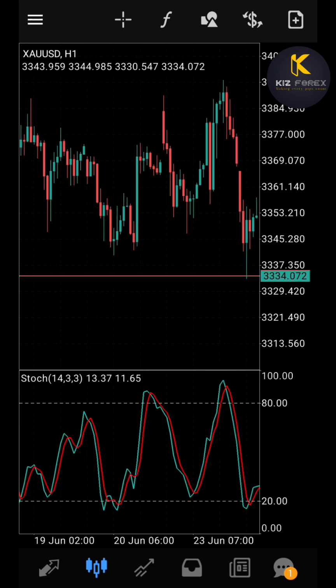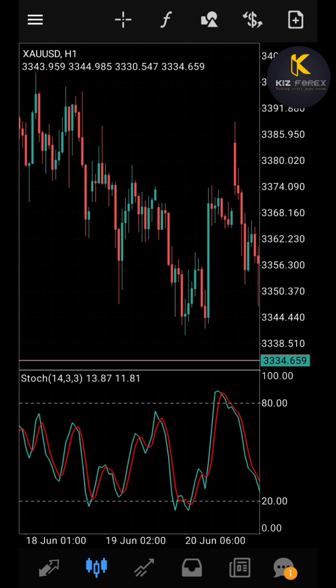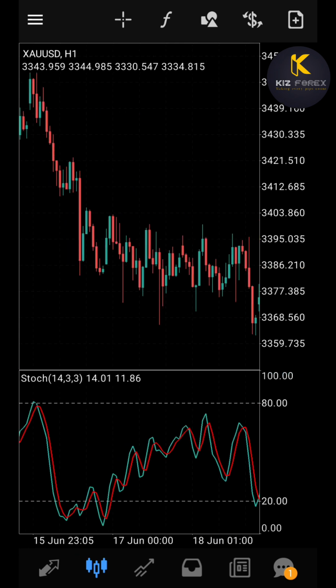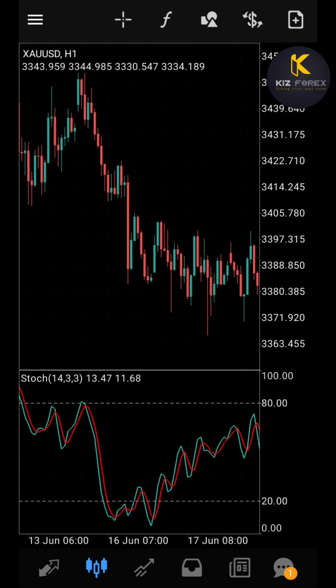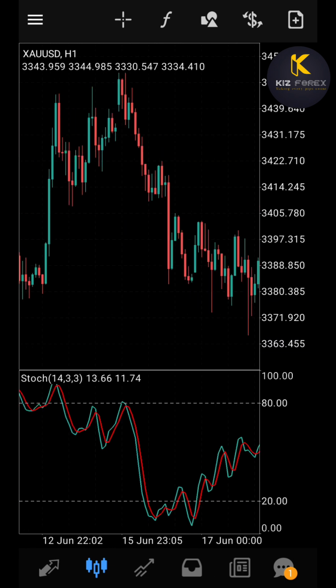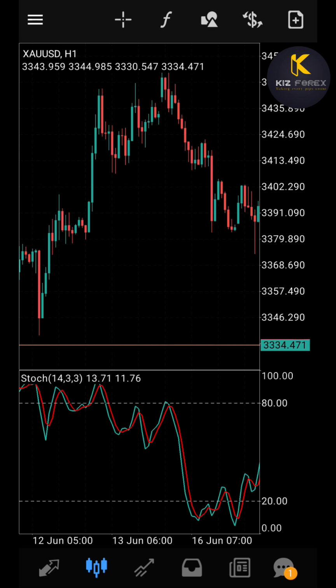Very simple way of getting good profit from the market. Even if you're a beginner and you don't actually have a winning strategy, you can start with this one, and then you'll be making good profit from the market.